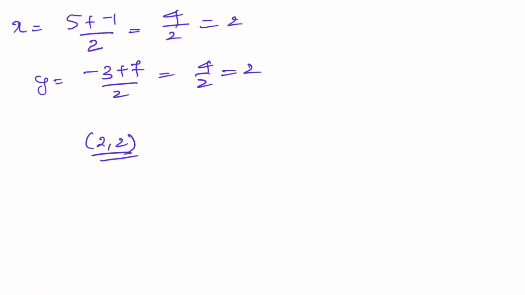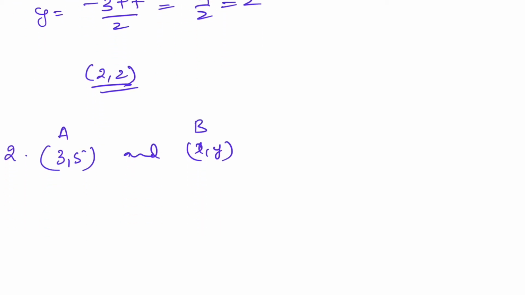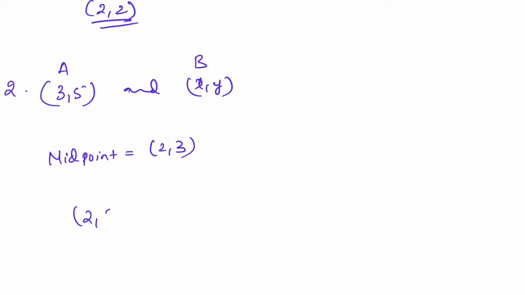Okay. Let me come to the second main question now. Points A and B have coordinates (3, 5) and (x, y) respectively. So A is (3, 5) and B is (x, y), and the midpoint of AB is (2, 3). So let us see how to solve it. Midpoint is already given to you. So midpoint is equal to (2, 3) they have given. So let me solve it. (2, 3) will be equal to, let me write it as a coordinate itself, ((3 plus x) by 2, (5 plus y) by 2).